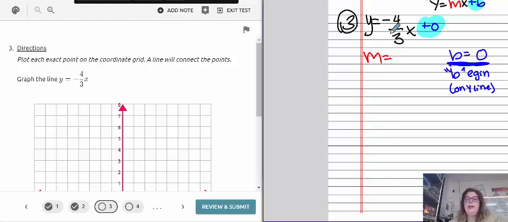Okay, now let's look at m, the rate of change. M, the rate of change in this equation, is negative 4/3. That means from my beginning point, I'm going to move, right? Moving starts with M, beginning starts with B. I'm going to move negative 4. That's going to tell me that the line has to go down 4 times. So from my beginning point of 0, we'll count down 4 times. And then the denominator always tells us to go to the right.